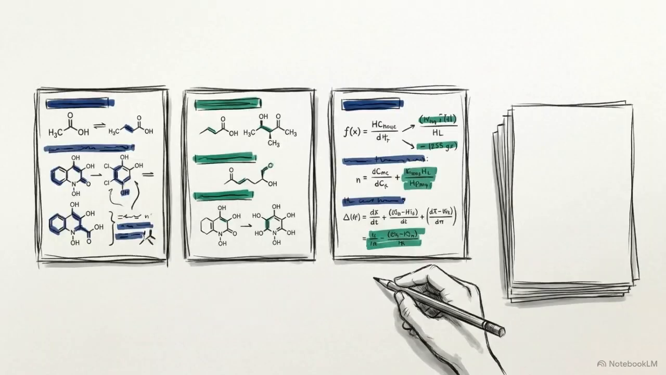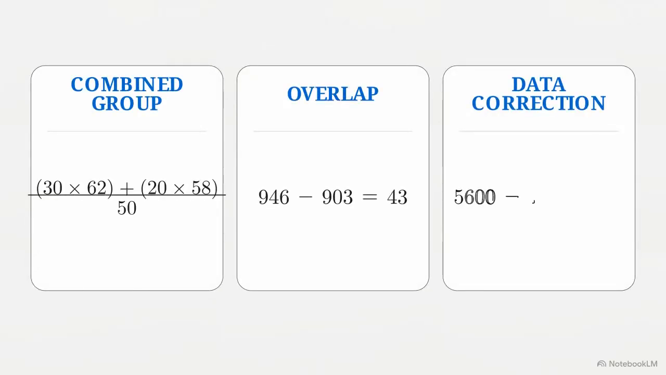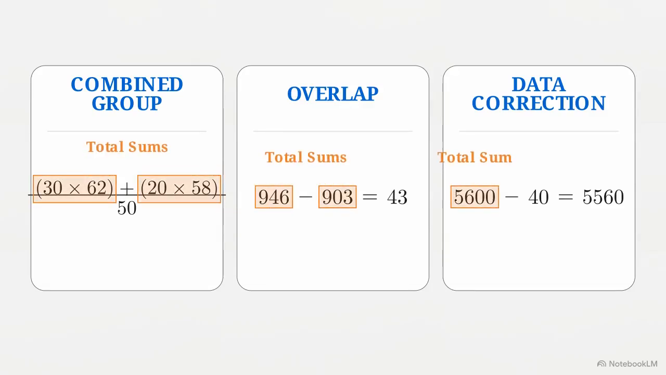You now possess the logic frameworks for the 3 most frequent average-based tricks found in competitive exams. While the numbers will vary, the mechanical steps for the combined group, the overlap, and the data correction problems remain consistent across these side-by-side frameworks.